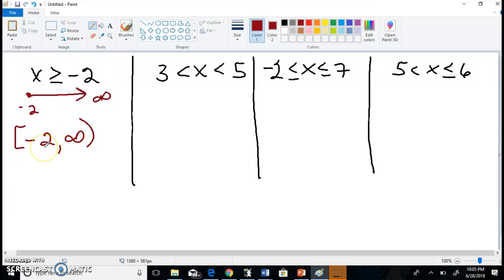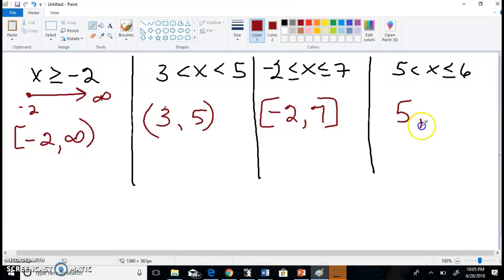Here we go. This one's really easy. The leftmost number is 3, rightmost number is 5, comma in between. Neither one of them have the line underneath, so they're not included. Use parentheses. -2 on the left, 7 on the right. Both are included. Use brackets. 5 on the left, 6 on the right. 5 is not included. 6 is included.